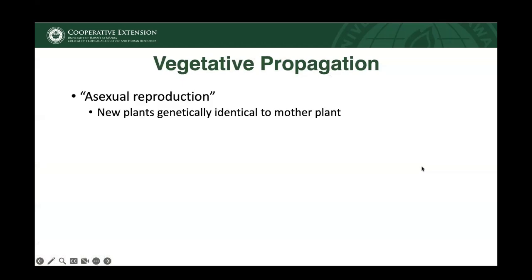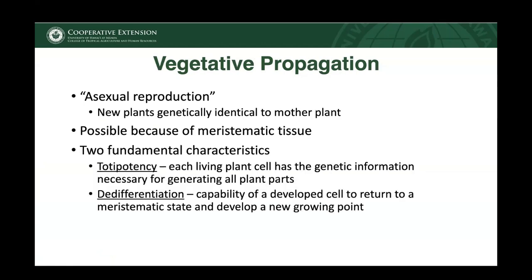Vegetative propagation, another word for it is asexual reproduction, is where we're producing new plants that are genetically identical to the mother plant, the plant that we're taking the plant material from. This is possible because of meristematic tissue. I'll go into what a meristem is a little bit later on.